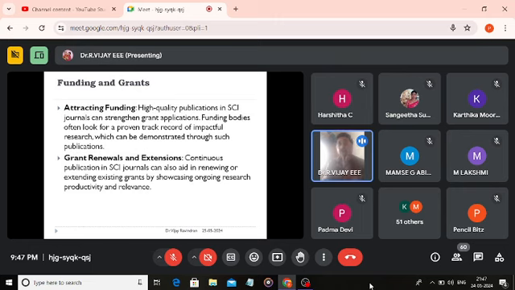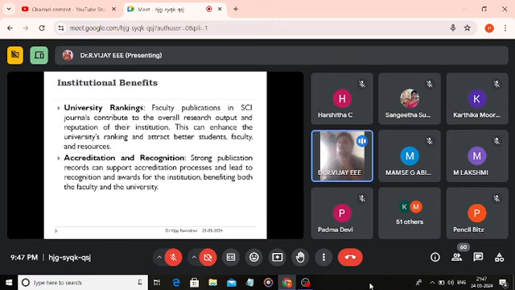Funding and grants we have discussed already in my previous slides. For institutional benefits, university rankings, as I told, NIRF ranking is considered a very important thing. The college H-index has to be high for any NIRF ranking. Publishing papers is not the only important thing. They are keenly watching the college H-index and the impact factor of the journals we are publishing in, the Scopus indexed and SCI indexed journals, and the research, grants, patents, everything they are looking into.